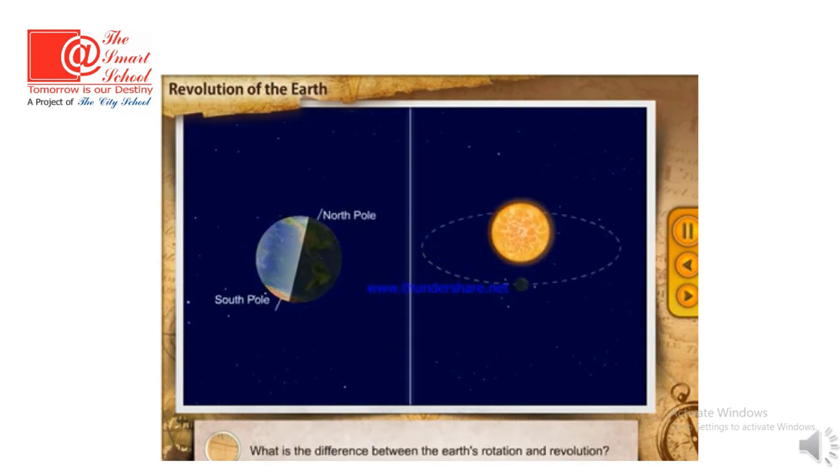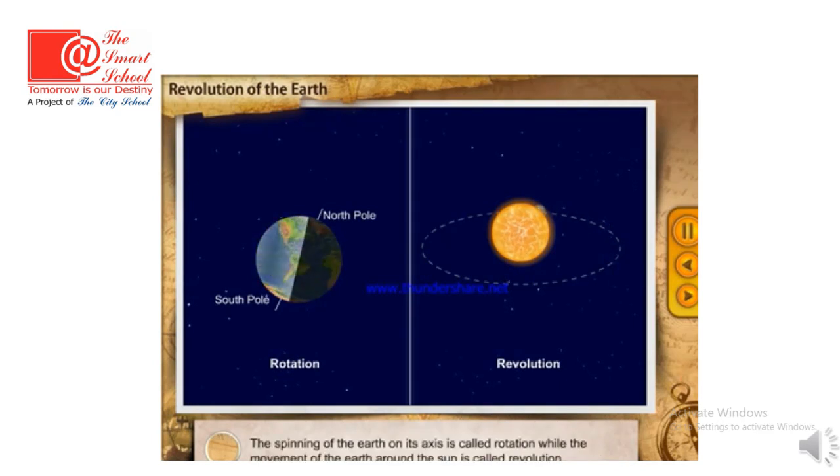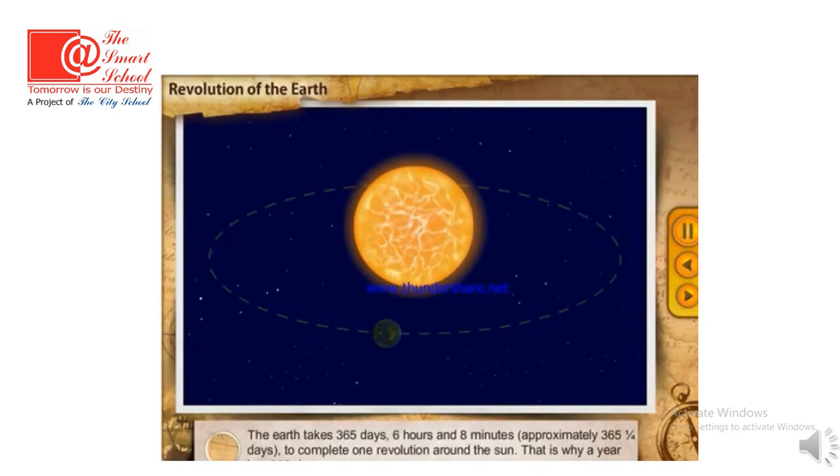What is the difference between the Earth's rotation and revolution? The spinning of the Earth on its axis is called rotation, while the movement of the Earth around the Sun is called revolution. The Earth takes 365 days, 6 hours and 8 minutes, approximately 365 and 1/4 days, to complete one revolution around the Sun. That is why a year has 365 days.